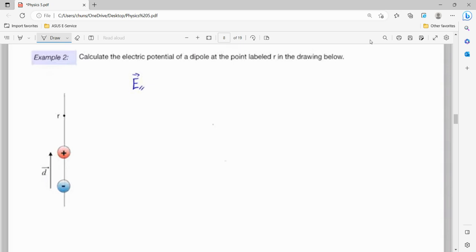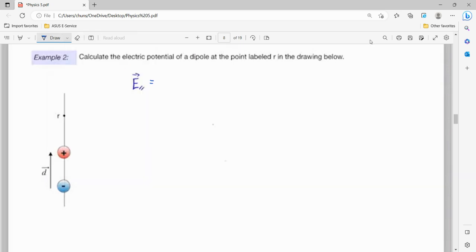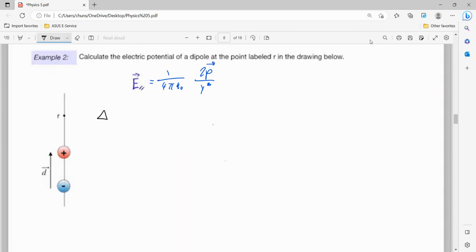So if we started with our electric field, we'd say this is equal to 1 over 4 pi epsilon naught times 2p over y cubed, where p is our dipole moment from our previous lectures. And you know that to relate electric field to our electric potential is negative the integral of our electric field dot product with the path that it takes.